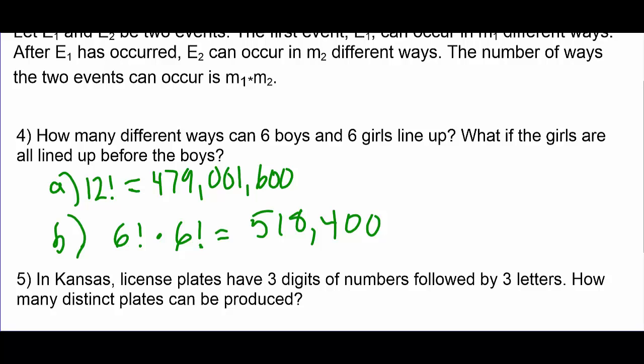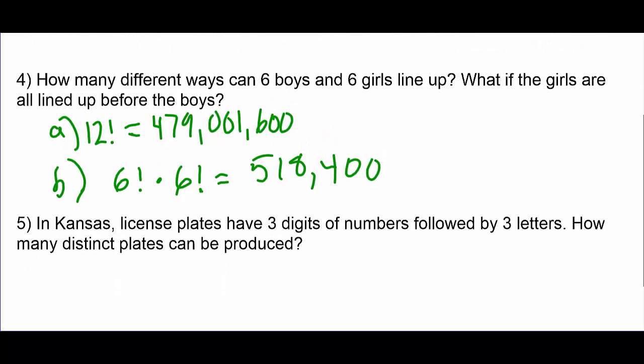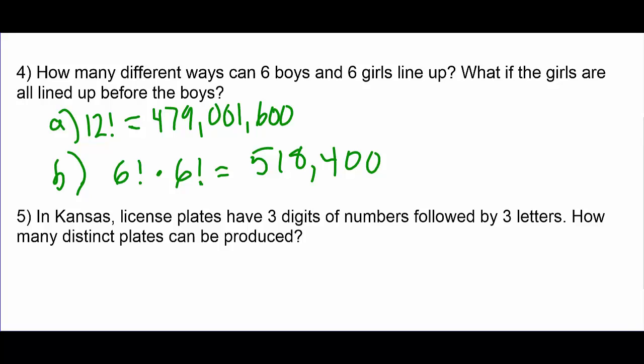And so the idea here is, even though that's still a large number, it's about 1/100th the size, 1/1000th the size of without that limitation. All right, license plates in Kansas have 3 numbers, then 3 letters. How many distinct plates can be produced?